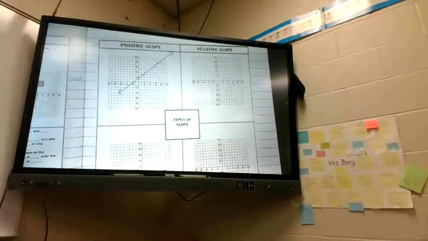Do you want rulers today to make straight lines? Yeah. Okay.